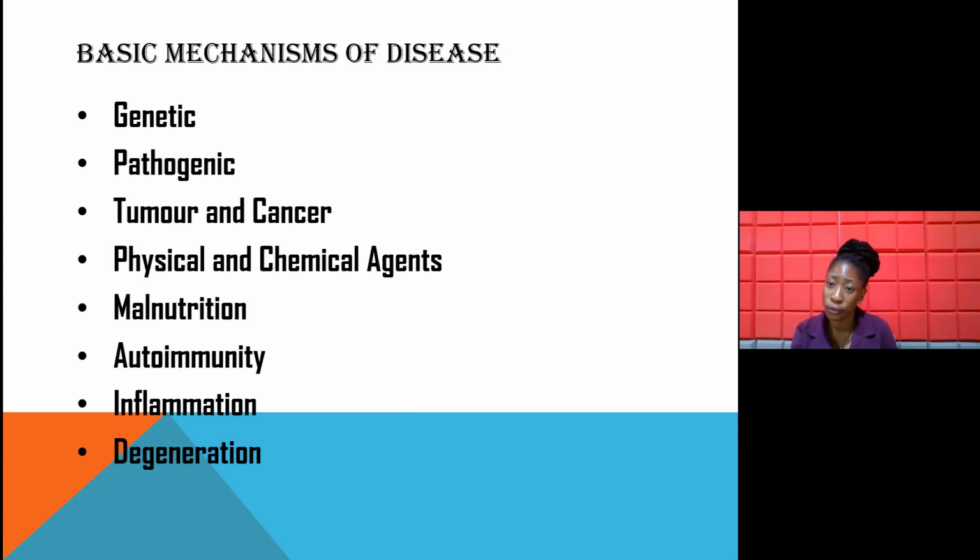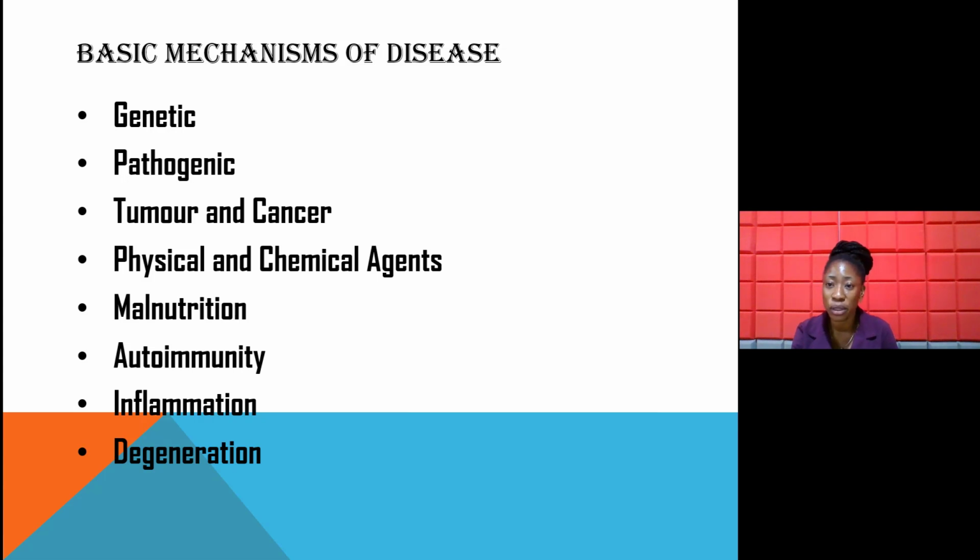Our body needs good nutrition to actually build our immunity so that we can fight all these disease causing organisms. We need a strong immunity to fight disease. So malnutrition is one of the things that contribute to diseases. And another thing is autoimmunity. Sometimes the immune system will start working against itself. Then we have inflammation. Inflammation is actually a good thing.